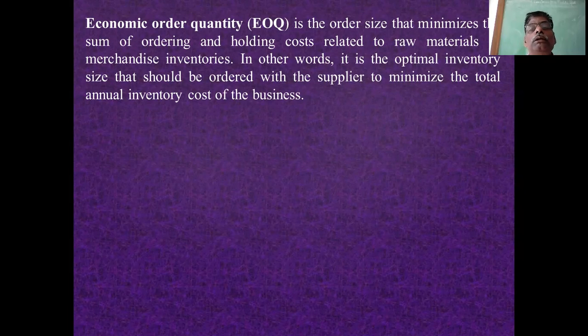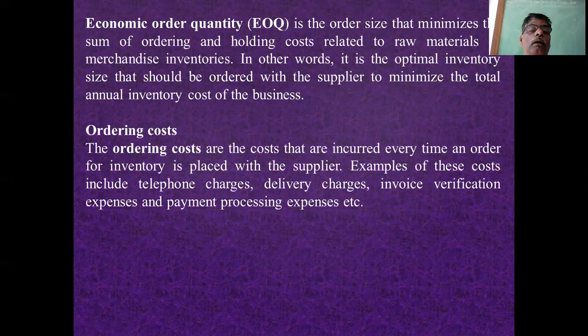In other words, it is the optimal inventory size that should be ordered with the supplier to minimize total annual inventory cost. Inventory cost means maintaining the inventory. Inventory means whatever we put in the process. Okay. Then here there are two expenses. Already I told. One is ordering cost.